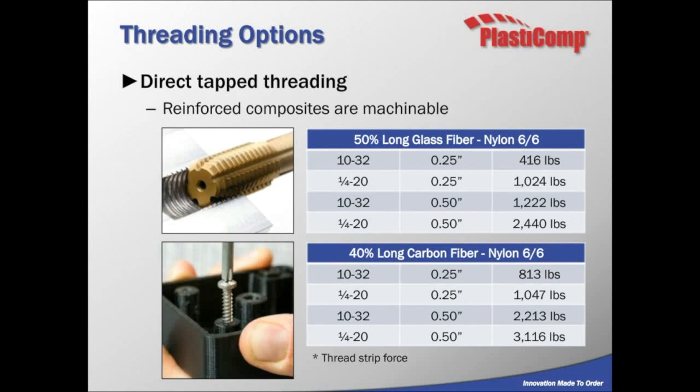And you can see some impressive strengths. I was actually even surprised at the pull-out strengths after you put, let's say, a 1/4-20 bolt into a 50% loaded glass fiber brick. We were able to get strengths of 2,440 pounds. That's impressive. I don't think most people would think that would be the case. And then moving on to 40% carbon fiber with a 1/4-20 bolt, you see 3,116 pounds of pull-out strength. That impressed me. I don't know about everyone else.